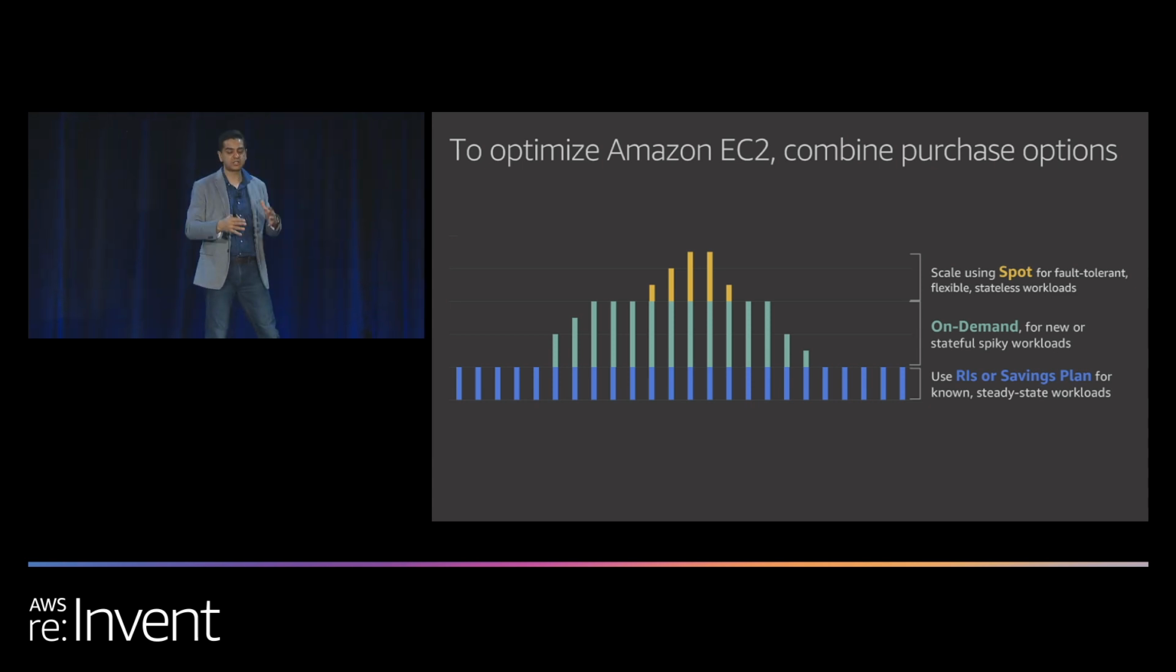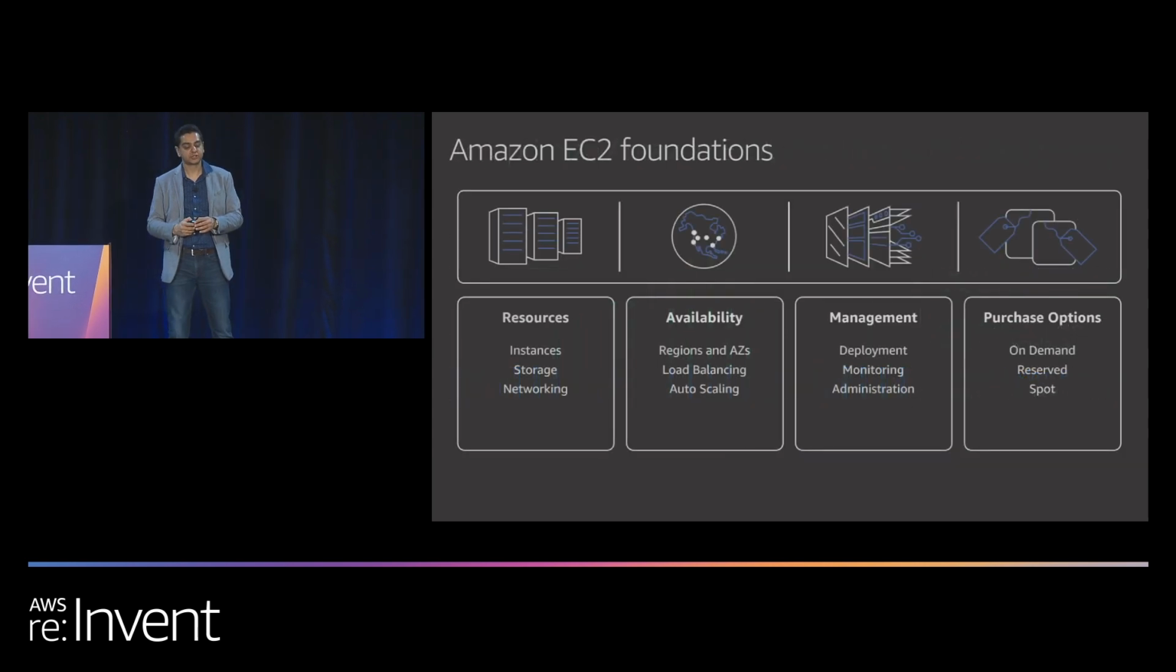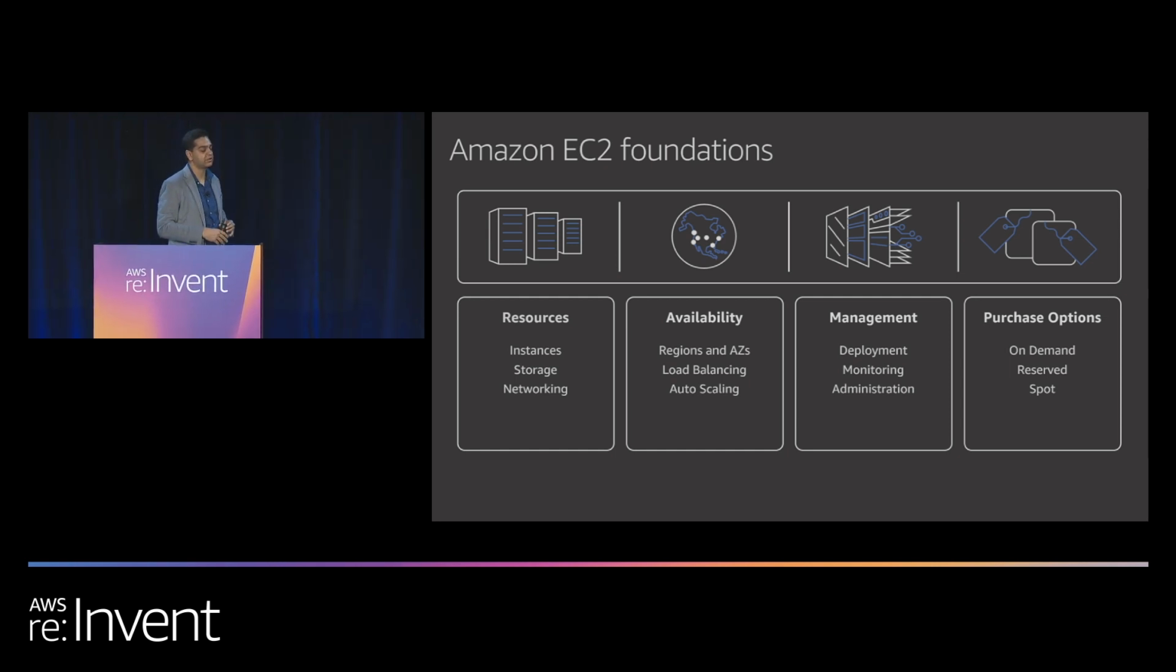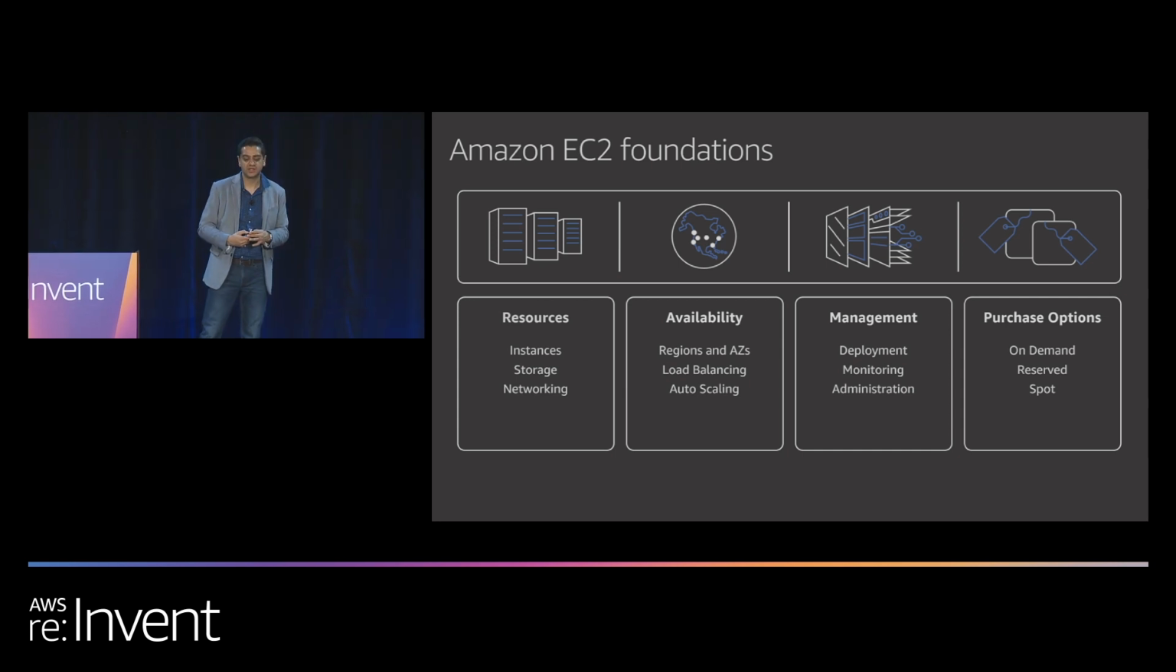Again, through the combination of all these 4 purchasing options, you can really optimize your spend and cut it down by 60, 70, 80% over just standard running on demand. Great. So with that, we quickly walked through EC2 instances, some of the other capabilities around networking, storage, availability management, and purchasing options.